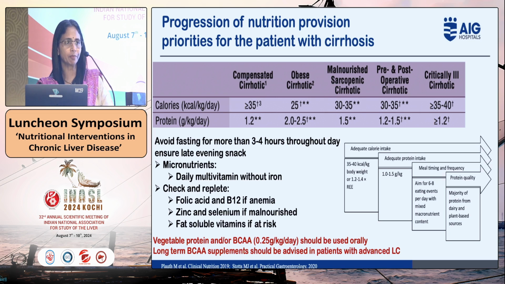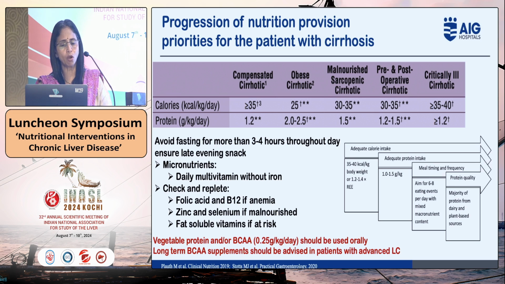This is the gist of the previous slide, where the calorie intake is around 30 to 35 kilocalories. Protein is 1.2, which changes to 2 to 2.5 in obese cirrhotic patients. In sarcopenic patients, the protein increases to 1.5 from the regular cirrhotic patients, and if they are malnourished, it increases. In pre and post-operative cirrhotic patients, it remains 1.2 to 1.5 grams, and more than 1.2 in critically ill cirrhotic patients.